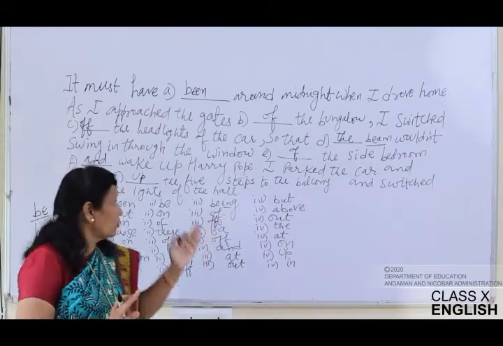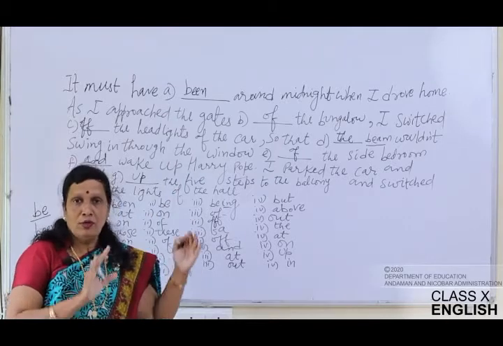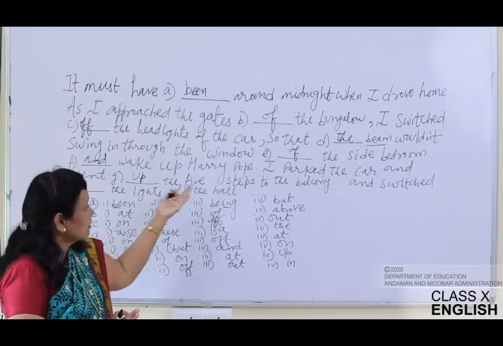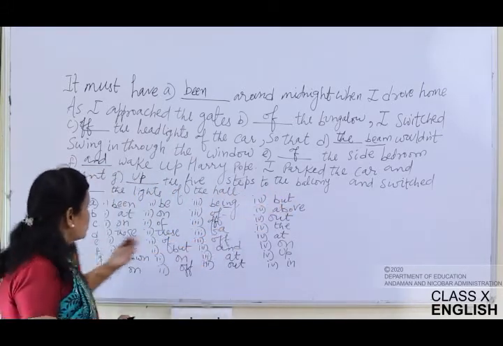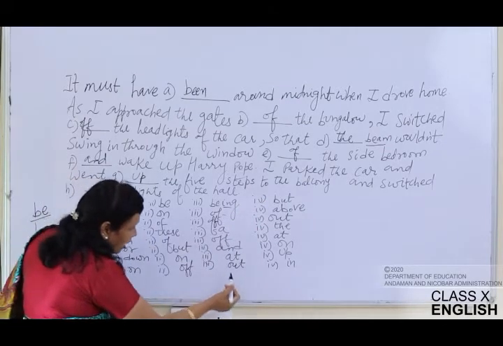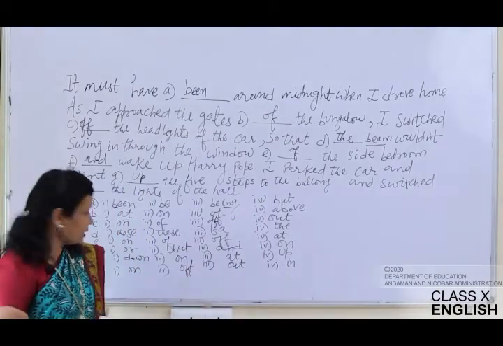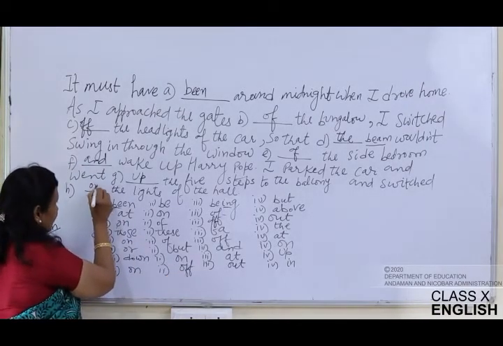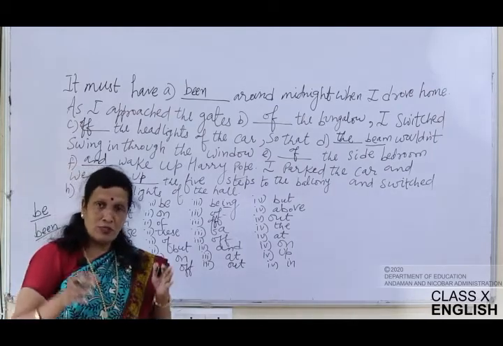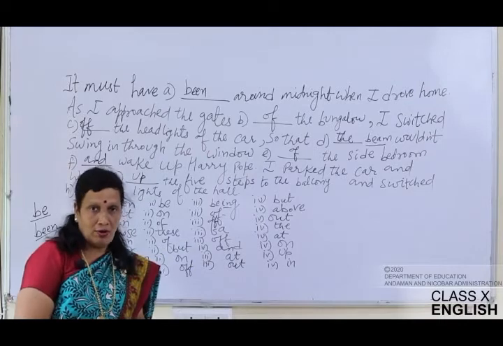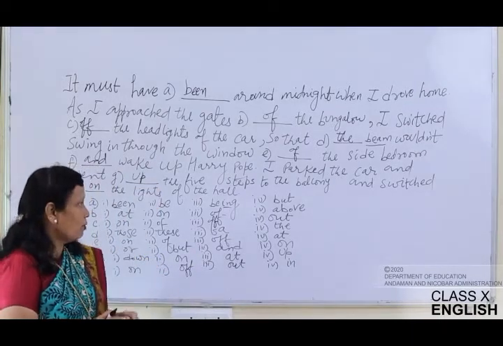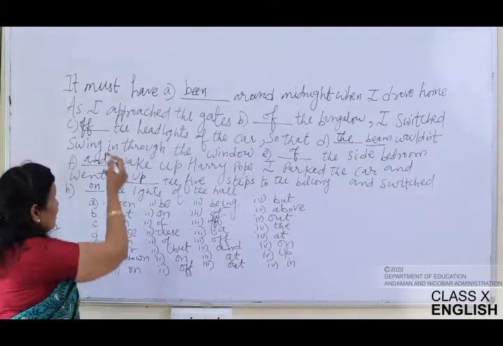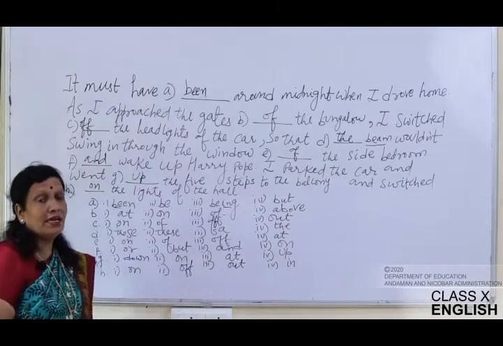Now, he didn't want to disturb Harry Potter, so he wanted to move in the hall quietly. So, he went up the 5 steps to the balcony and switched. Now, look at the options: on, off, out, in. So, what would be the correct option here? He switched on the lights of the hall because he wanted to move into the hall without disturbing Harry Potter. So, here he switched on the lights of the hall. Here he had switched off the headlights of the car.